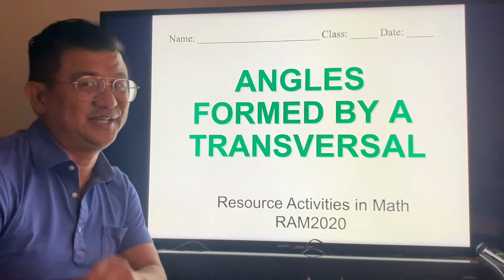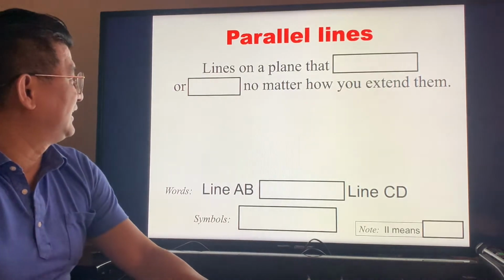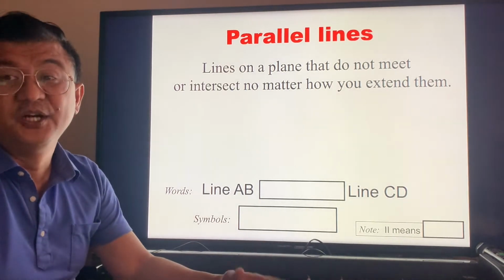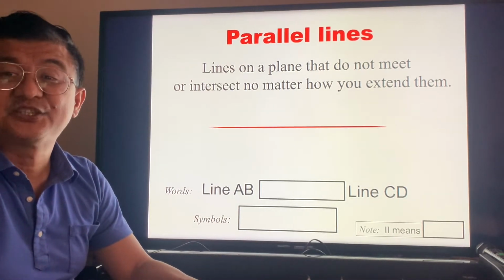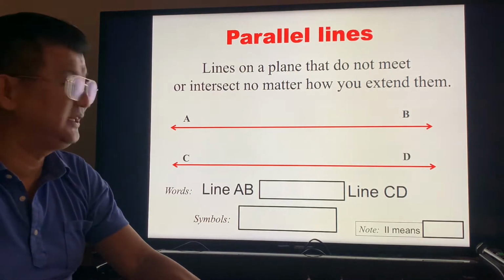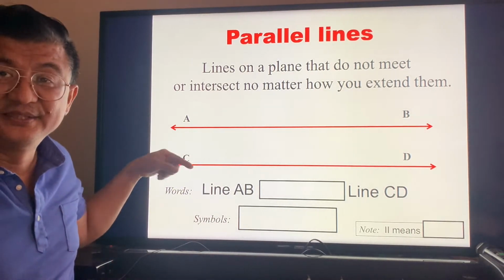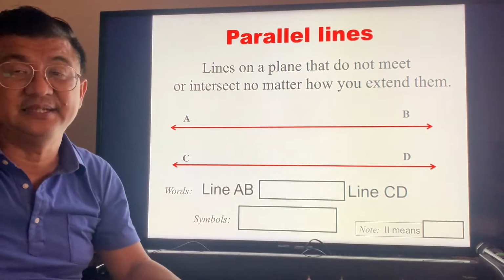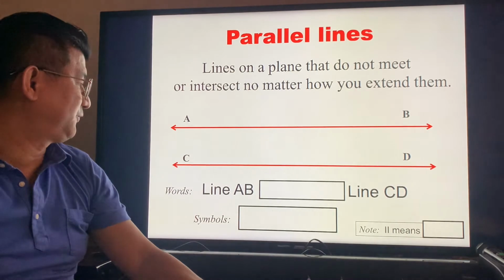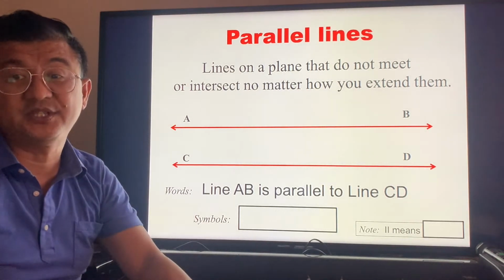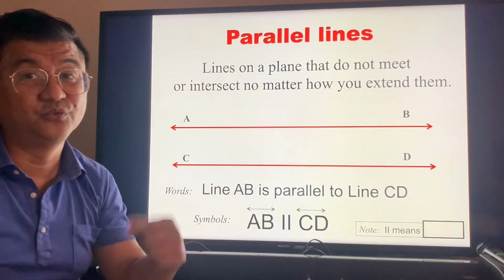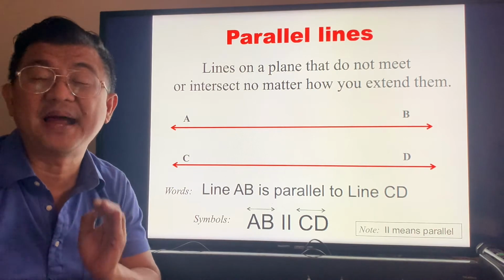Angles formed by a transversal. Parallel lines are lines on a plane that do not meet or intersect, no matter how you extend it. Check out this line AB and another line CD. Notice the arrows there? That means no matter how I extend it, those lines will never meet each other. Therefore, line AB is parallel to CD, and the symbol we use is this. Two vertical lines. That means they are parallel.